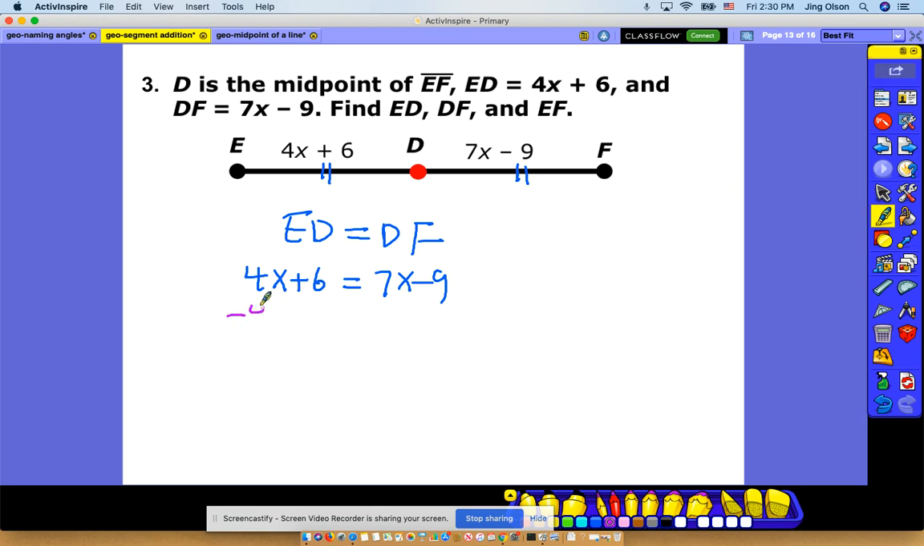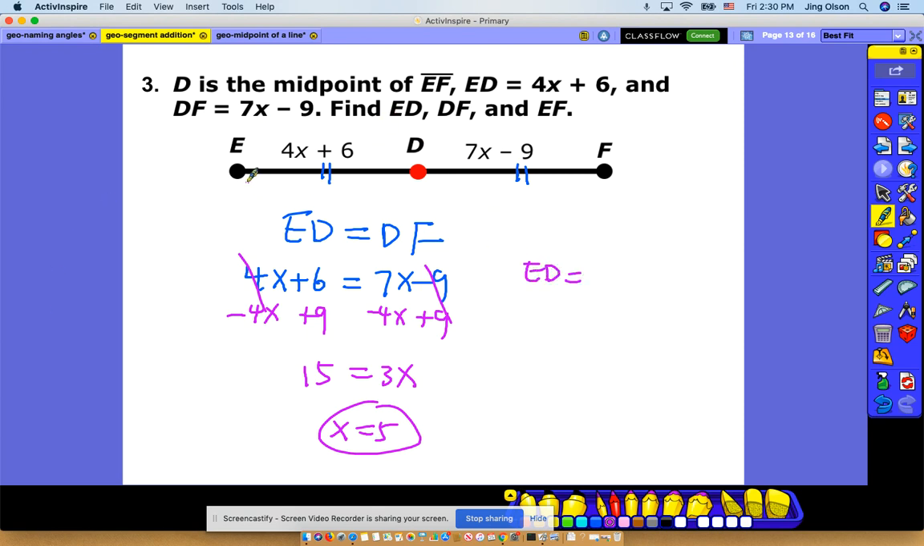I'm going to minus 4x plus 9. So 15 is equal to 3x, divided by 3, x is equal to 5. We're going to find ED. Plug it in, 4 times 5 plus 6, that's 20, so 26. And DF, 7 times 5 minus 9. 7 times 5 is 35. 35 minus 9 is 26.